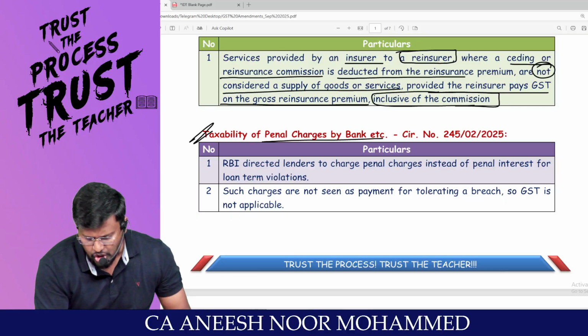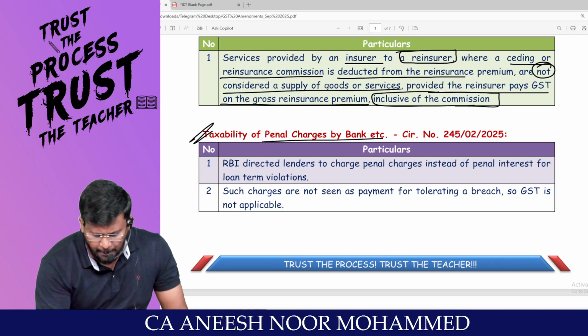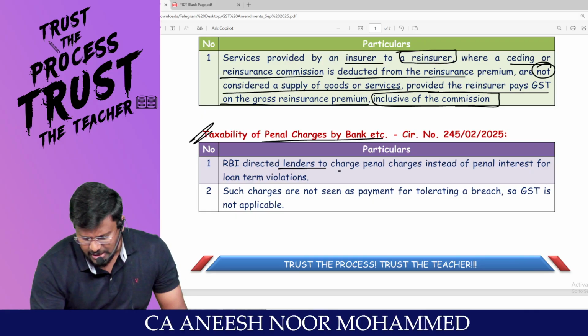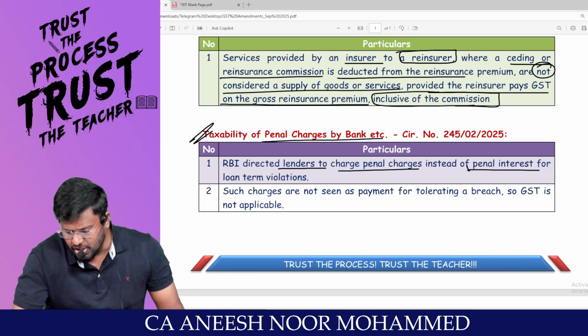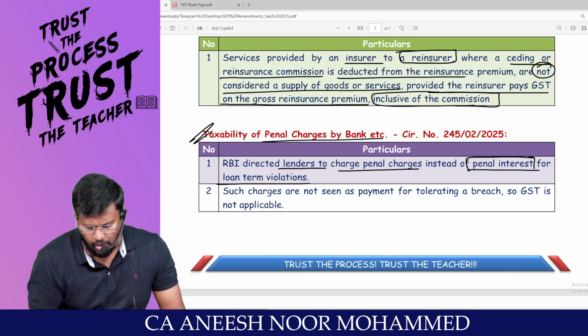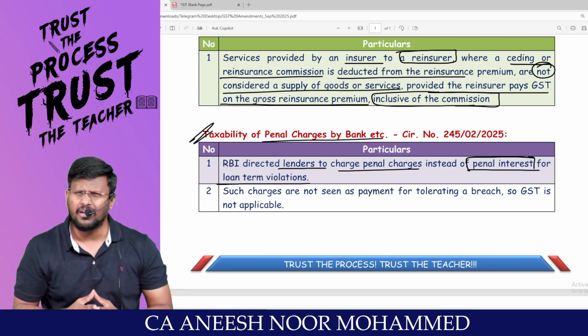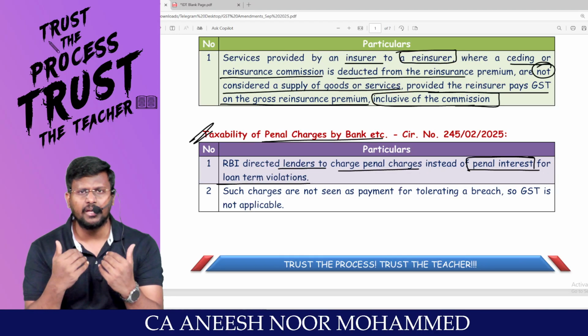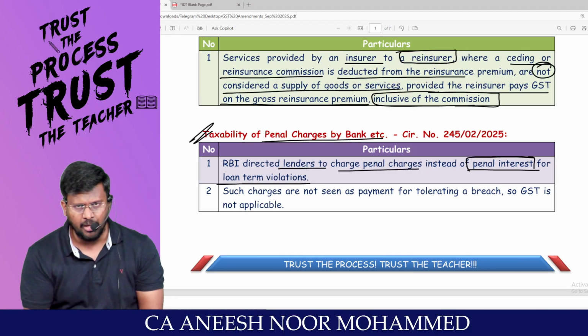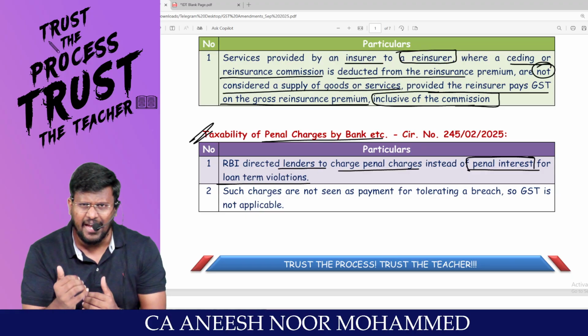Taxability of penal charges by the bank. Sir, RBI directed lenders to charge penal charges instead of penal interest for loan term violation. Sometimes I may take a loan from a bank. I will not pay the installment. I will not pay the EMI. So there will be a delay in payment of interest.